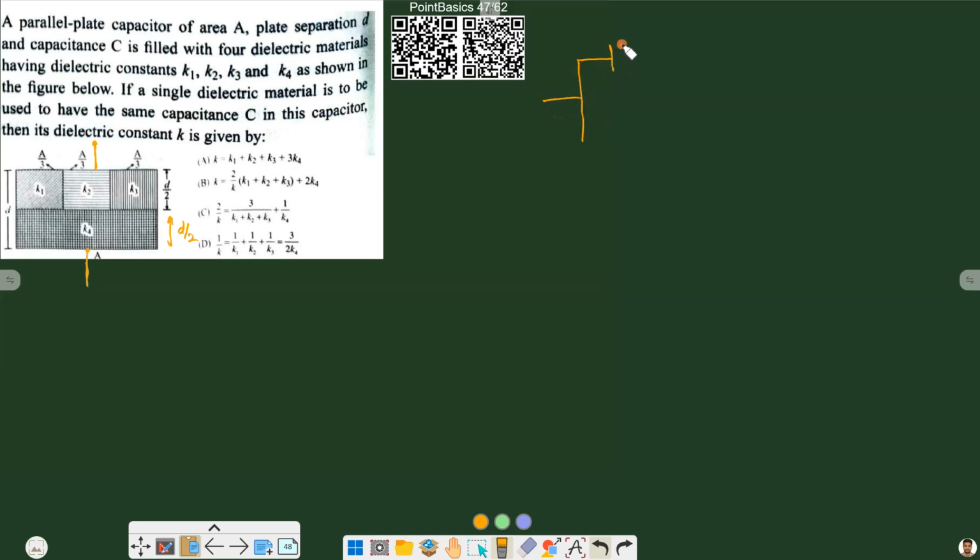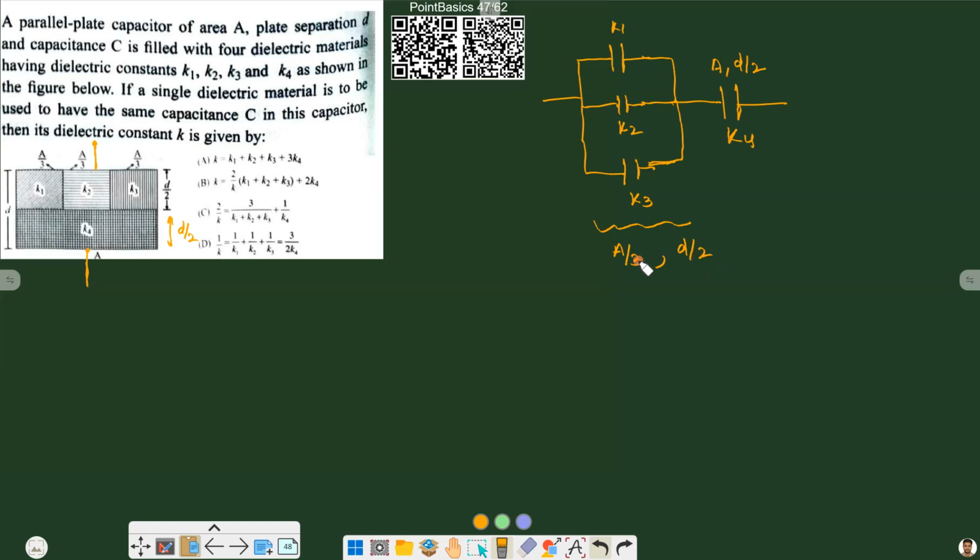We have a capacitor with K1 material in parallel with K2 material and in parallel with K3 material, and all of these three combined are in series with a capacitor with K4 material. For this K4 we have area A and thickness D by 2, and for all of these three we have area A by 3 and thickness D by 2.